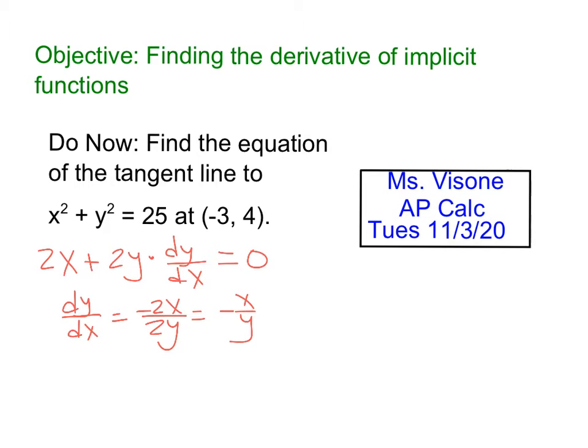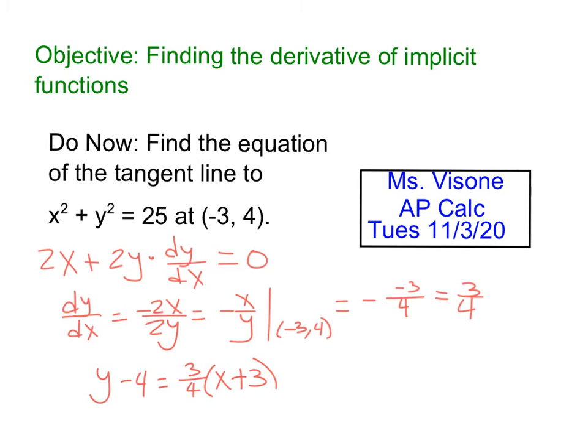We're finding the tangent line at (-3, 4). So that's negative 3 over 4. So my tangent line: y minus 4 equals 3/4 times (x plus 3). That's it.